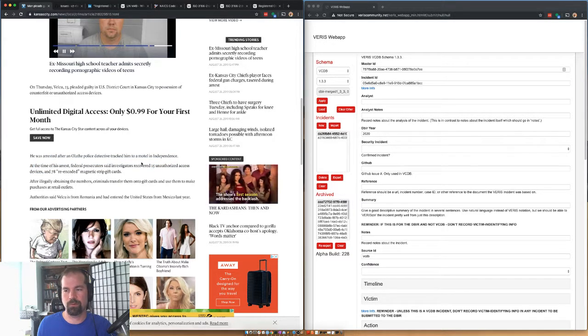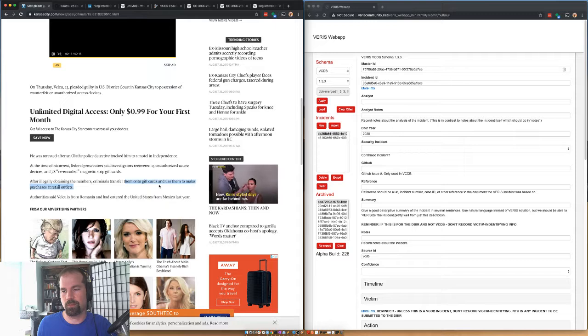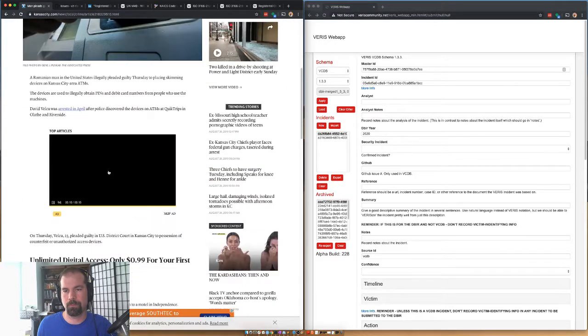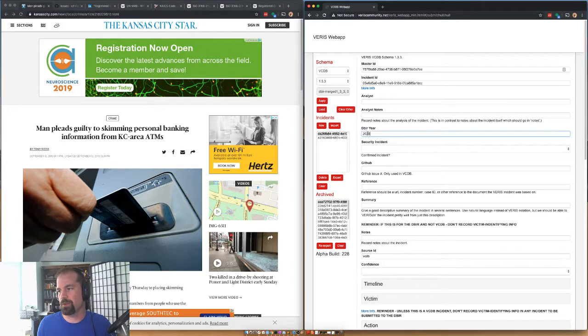There were 15 unauthorized access devices and 78 re-encoded magnetic strip gift cards. After illegally obtaining the numbers, criminals transfer them onto gift cards. Authorities said he entered the United States from Mexico last year. Okay, so what do we know? This happened in 2018, so September, but that still would fall into the 2019 data time frame. So I'll put myself on it.